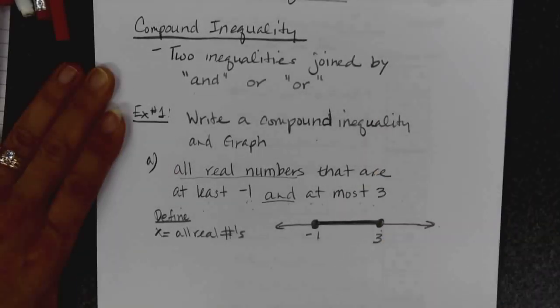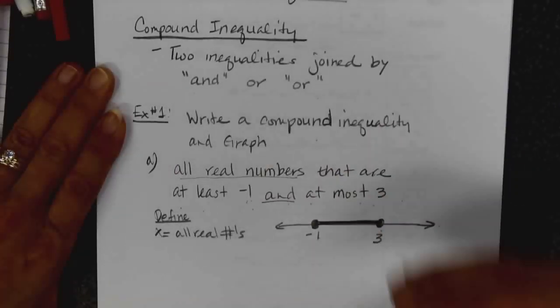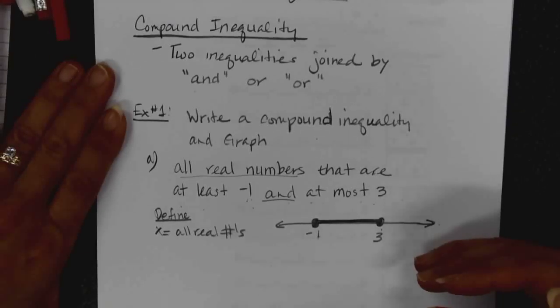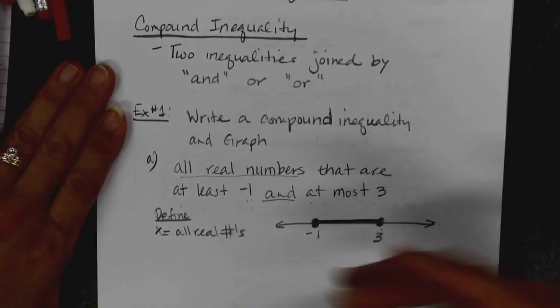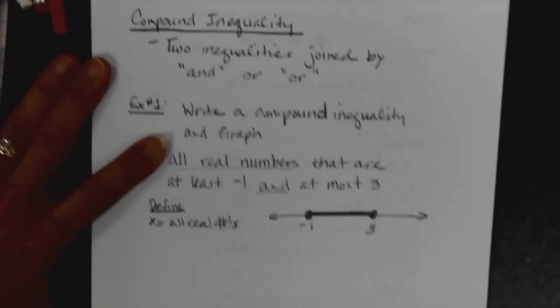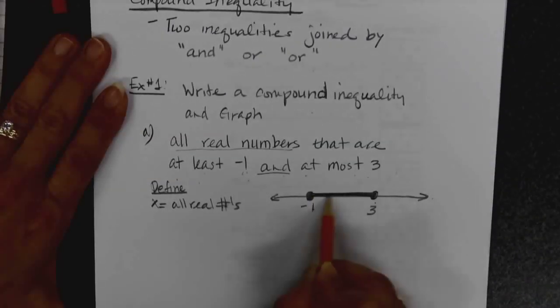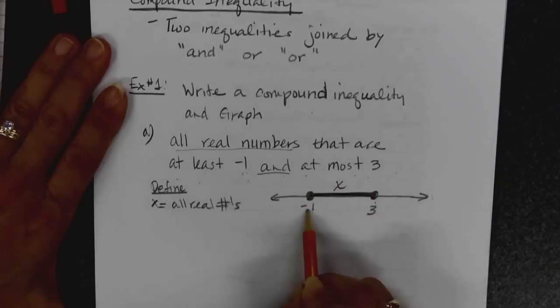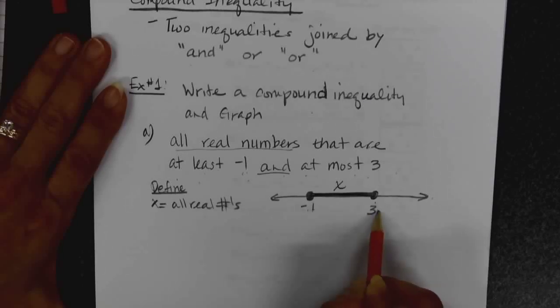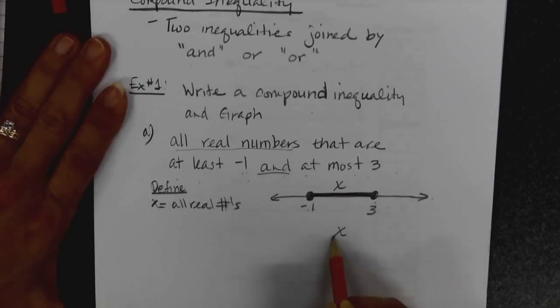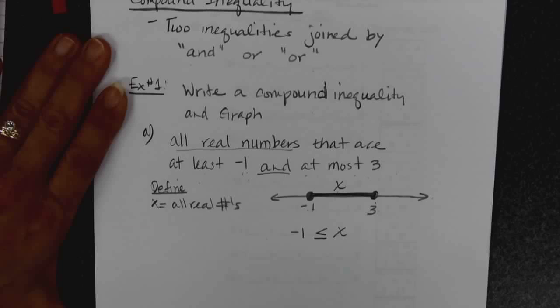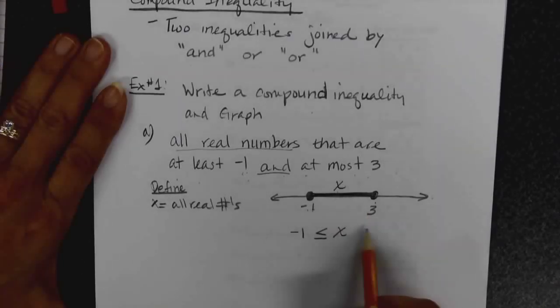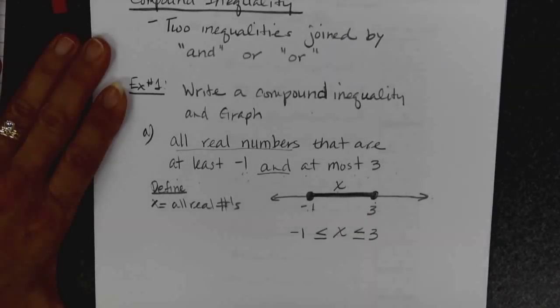Now I'm going to write my compound inequality. I kind of did it backwards, but it's easier to see what my numbers are going to be before I write it. I think graphing is a little bit easier, don't you think? All the numbers right here are my x's, all real numbers that are at least -1 and at most 3. So x is greater than or equal to -1, and x is less than or equal to 3.